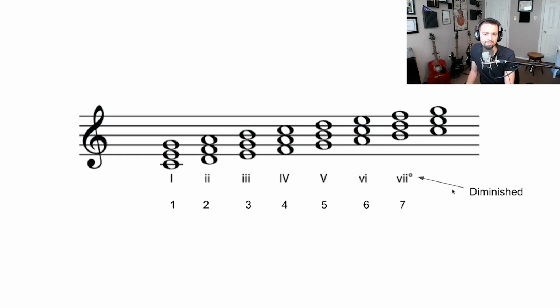Okay? Now, the last thing that you should understand is that this little circle here simply means that it's a diminished chord, which is a different type of chord. Okay? So if I play, here's a major chord. Here's a minor chord. And here's a diminished chord.